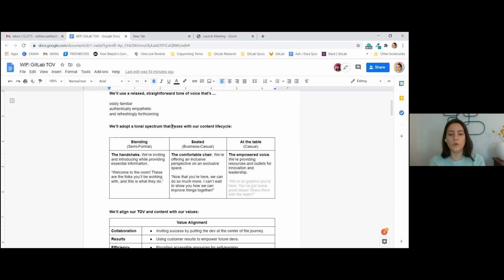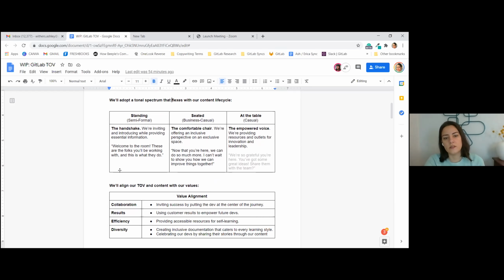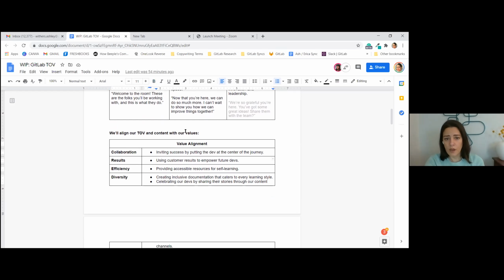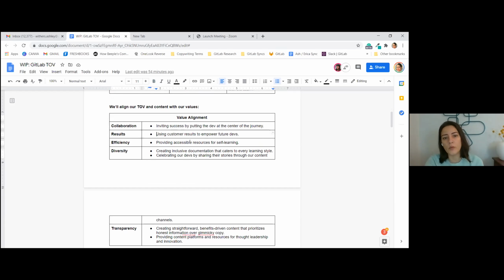And this will align closely with that life cycle journey. I have the at the table quote in gray because I don't really feel like that's as strong as it could be. I'd like to infuse a little bit more of the clever trait, which you'll see as we move towards the life cycle. So that's a work in progress. This value alignment section, I would like to also add a couple more bullets for each of these points, but this is really a jumping off point.